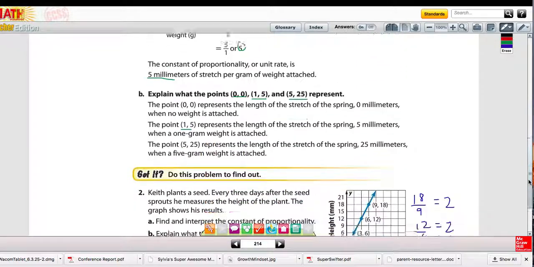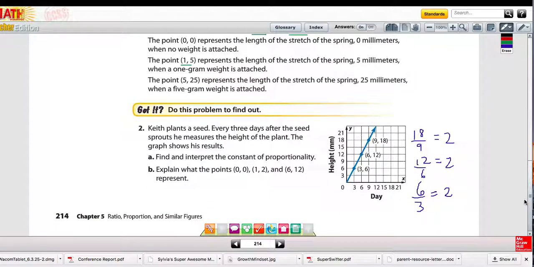So let's take one look at the one at the bottom of page 214. We have a graph here that passes through the origin, and it's a straight line, so we know it's a proportional relationship. We can find that constant of proportionality by taking any one of the points here. 18 divided by 9 is 2, 12 divided by 6 is 2, 6 divided by 3 is 2. So the constant of proportionality is 2, and that is actually 2 millimeters. So the interpretation just means that every day it's growing 2 millimeters.